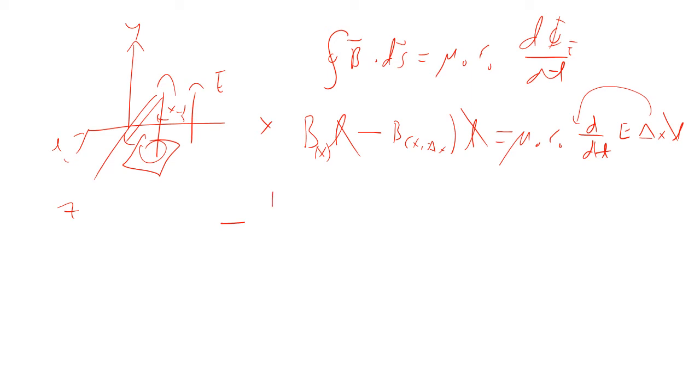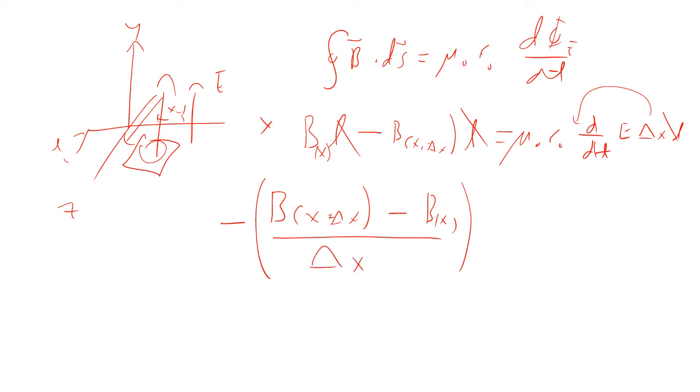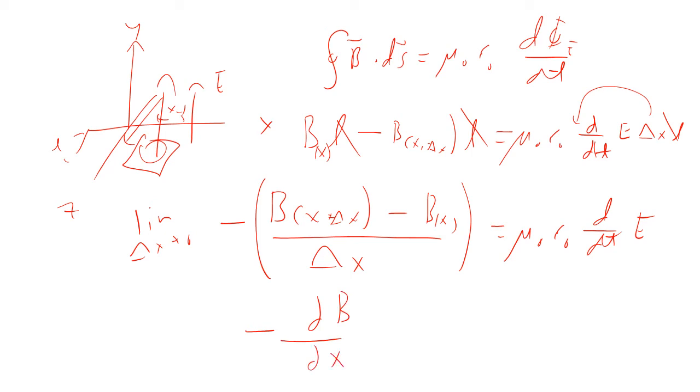So what we have is minus b at x plus delta x minus b at x, all divided by delta x, equals mu naught epsilon naught derivative of e with respect to time. Take a limit as delta x goes to 0. Once again, we have minus, again, these are really partial derivatives, partial b with respect to x equals mu naught epsilon naught partial of e with respect to time. Okay.